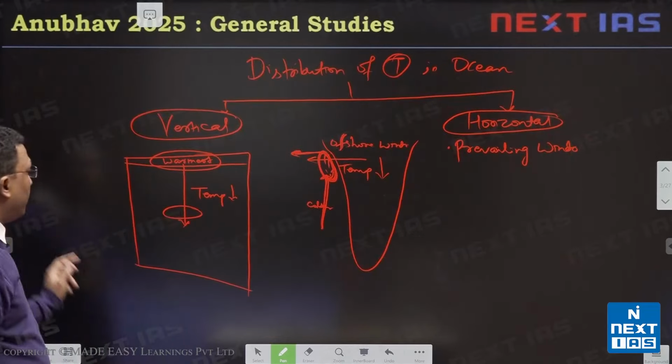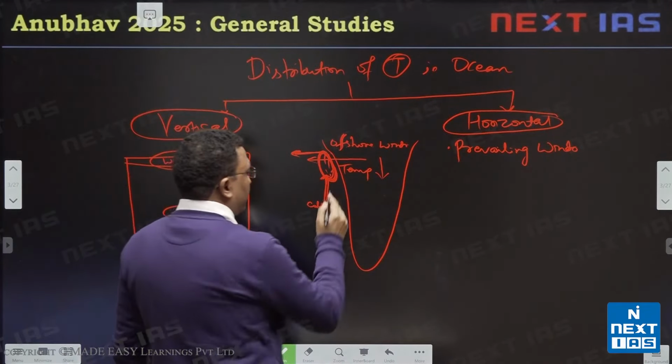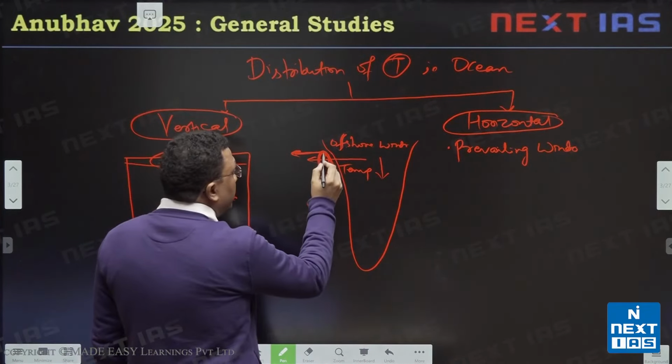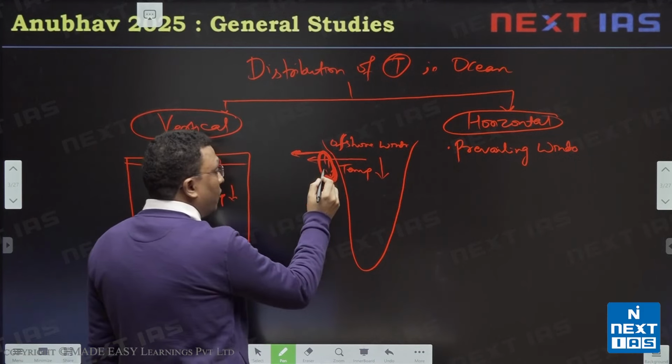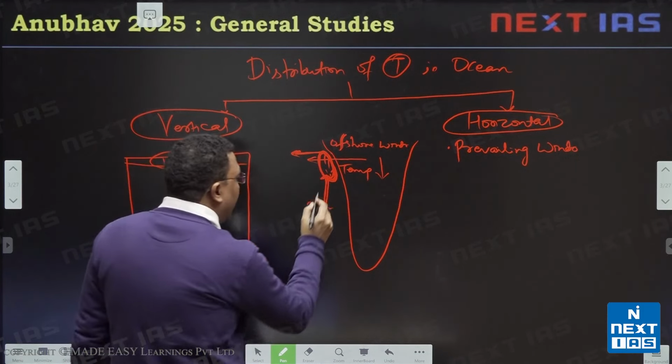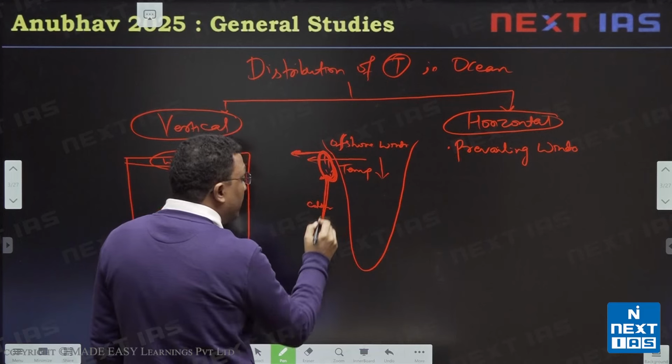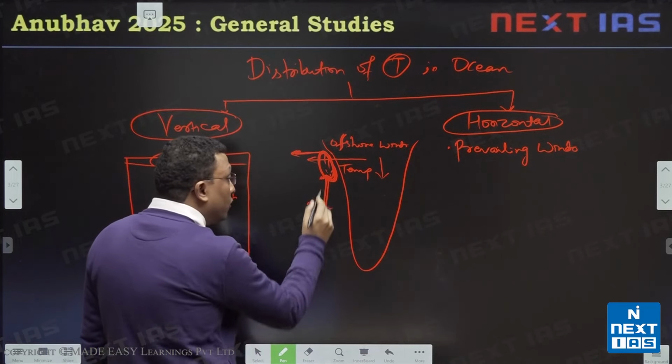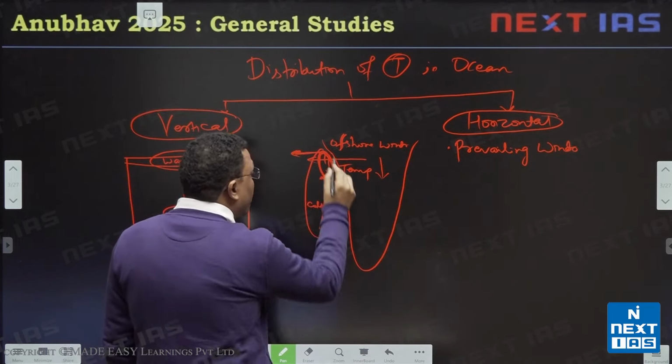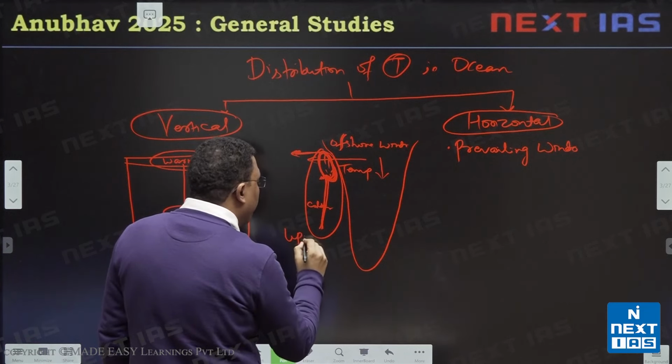Let's see how. As we have discussed just now, offshore winds will move away the coastal surface water, and the void will be filled by water from below the surface. So this phenomenon is called upwelling.